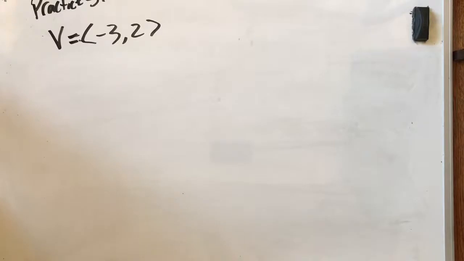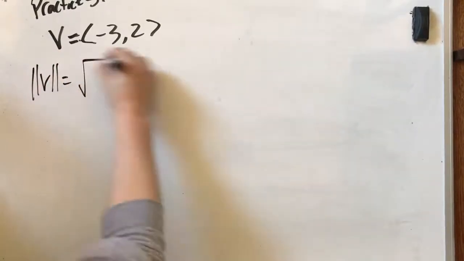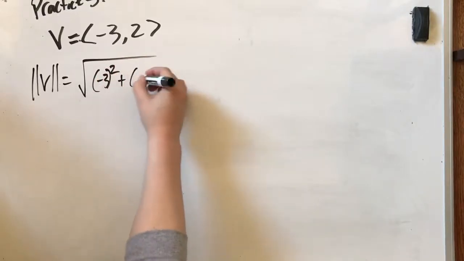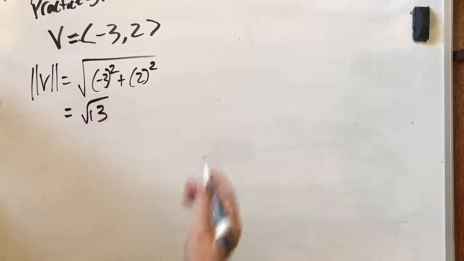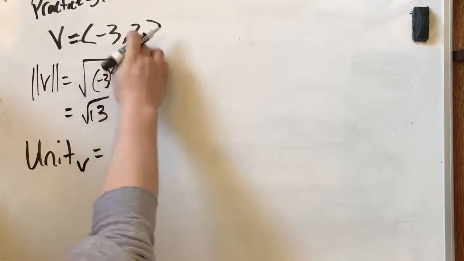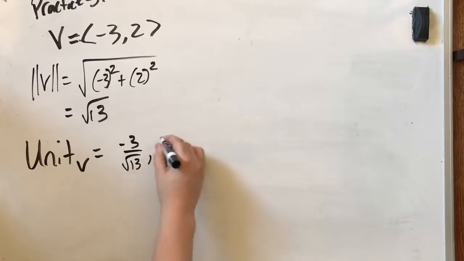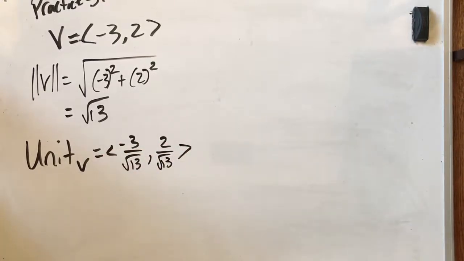All right, so for practice number 3, we're just being asked to find the unit vector. So in order to do that, I'm just going to find its current length. Okay, so the magnitude of vector v is just going to be the square root of a squared plus b squared. So in this case, -3 squared plus 2 squared, which is going to give me the square root of 13. So I can find the unit vector by just dividing each component by the square root of 13. So I have -3 over the square root of 13 and 2 over the square root of 13. And this will be the unit vector.